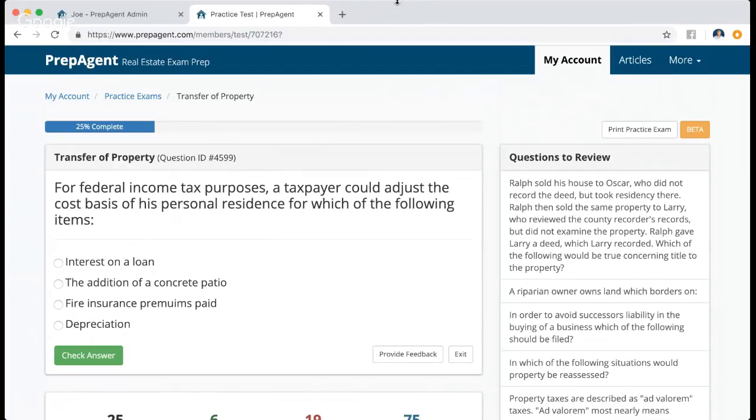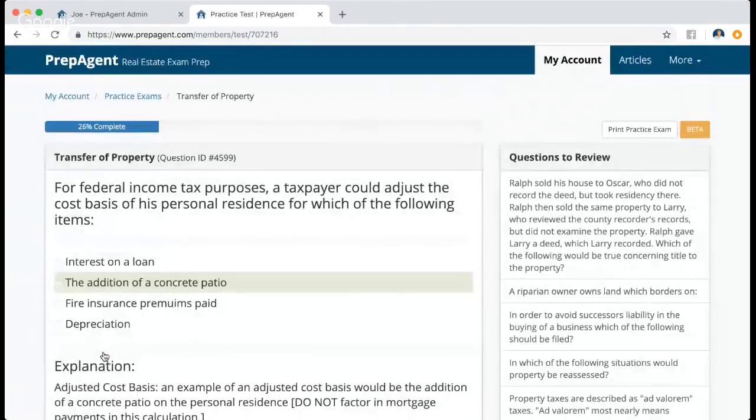For federal income tax purposes, a taxpayer could adjust the cost basis of his personal residence for which of the following items: A, interest on a loan; B, the addition of a concrete patio; C, fire insurance premiums made; or D, depreciation. The answer is B, the addition of a concrete patio. That adjusts the cost basis of the property, the original cost to build the property.